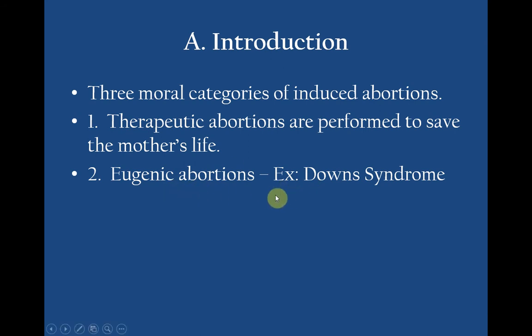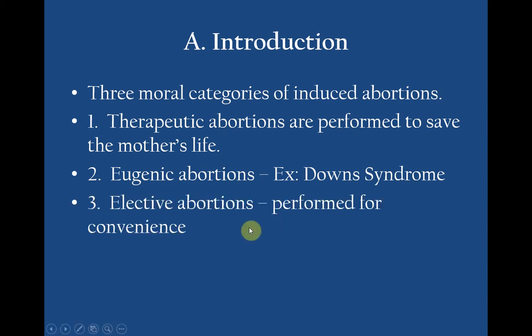Eugenic abortions are a different category. This is where there is some perceived defect in the child. For example, Down syndrome babies. And the vast majority of babies who are diagnosed in utero with Down syndrome are aborted. This is horrible. This is a genocide. But then the vast majority of abortions in the United States are elective abortions. They are performed for matters of convenience.